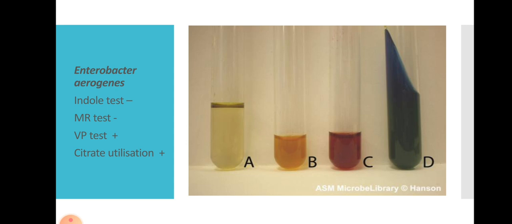Enterobacter aerogenes. Indole test is negative, methyl red test negative, Voges-Proskauer test positive, citrate utilization test also positive. The first tube is indole test where we cannot see any cherry red color ring, negative. Second test is methyl red, the tube is in yellow color. VP test, again we can see a pink color indicating positive test. Citrate utilization test, the tube has turned into blue color.